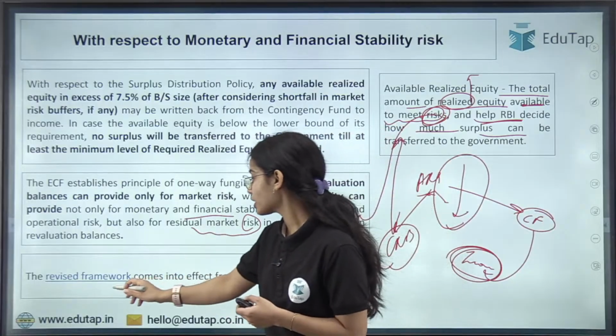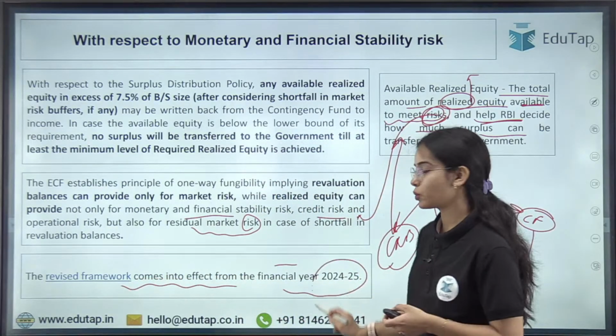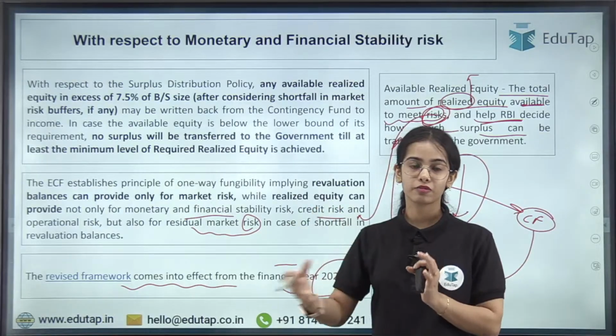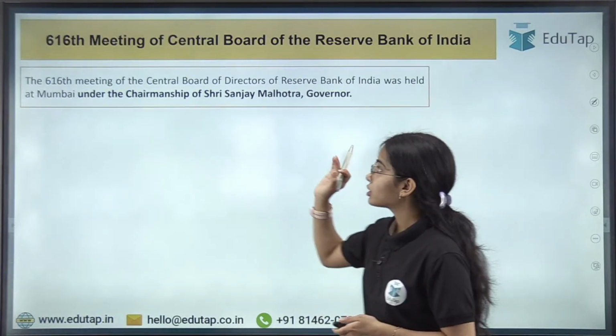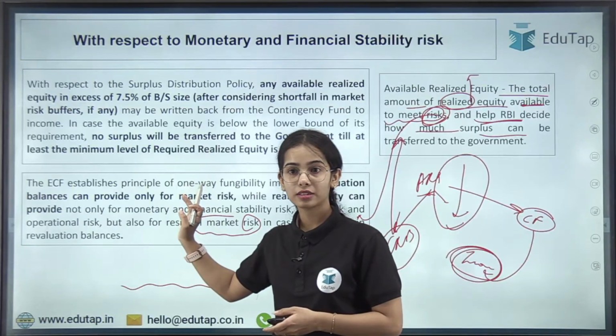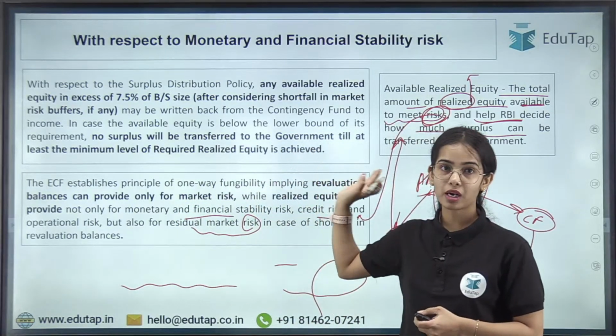So this revised framework comes into effect from the financial year 2024-25, that is from the previous financial year. So now, till now, everything is clear. So this is the first part.